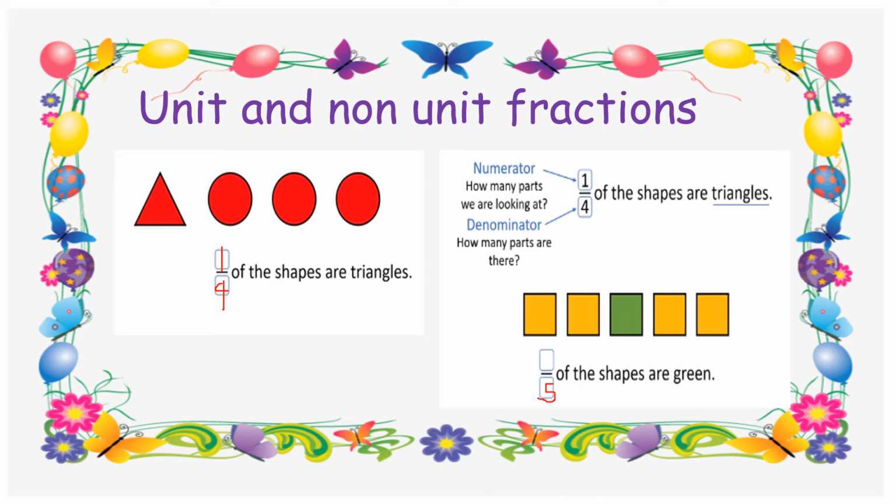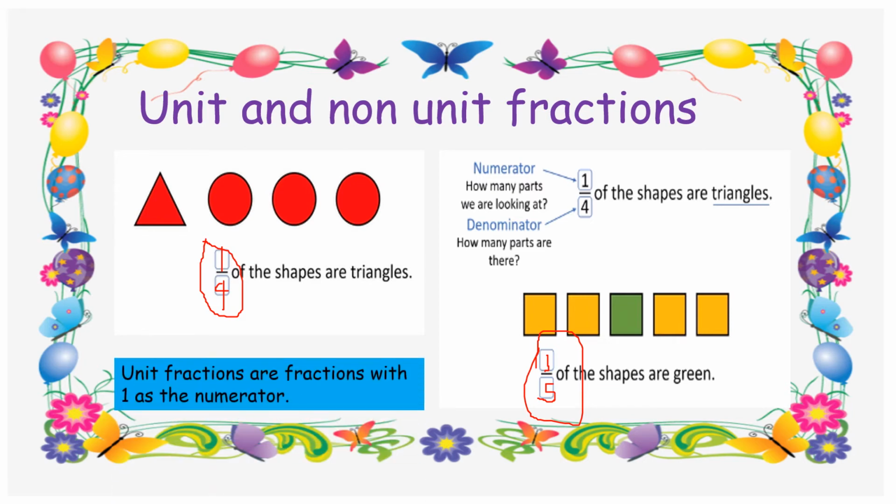And my numerator is the part we are looking at, the part we are asked to find. And the question is, what fraction of the shapes are green? As you can see, we have only one green here, so I'm going to write 1 here. So 1/5 of these shapes are green. Now, what do you observe from these two fractions? What is similar? What is different? As you can see, both of them have 1 as the numerator, but the difference is their denominator is different. One has 4 and one has 5.